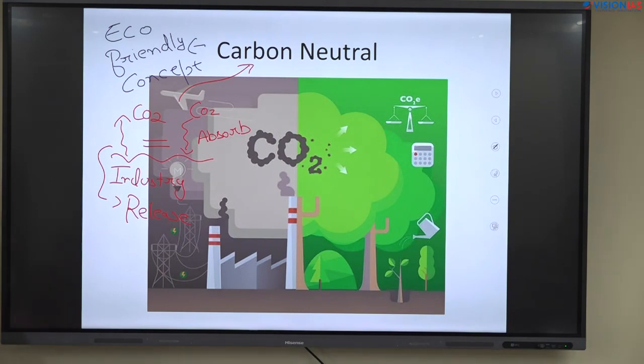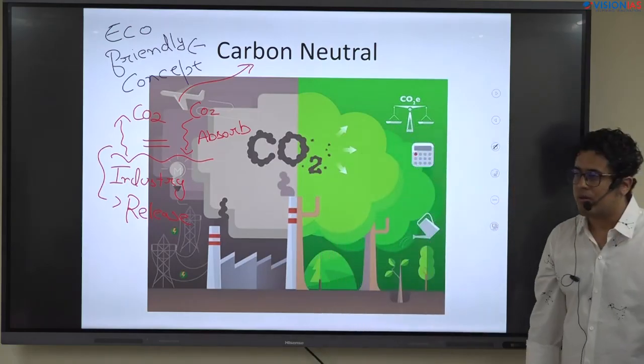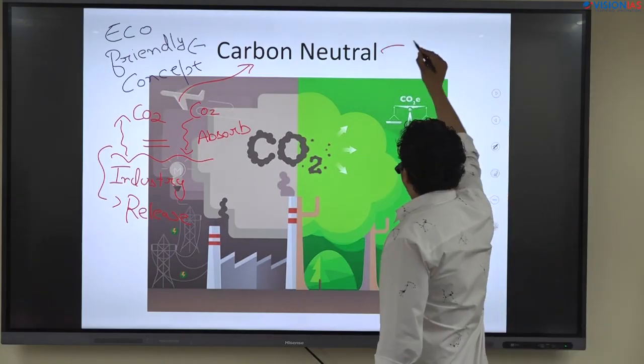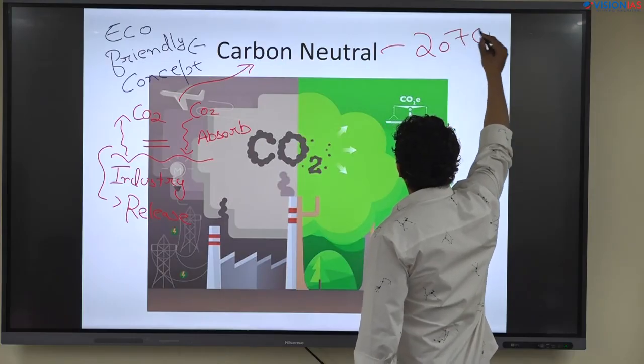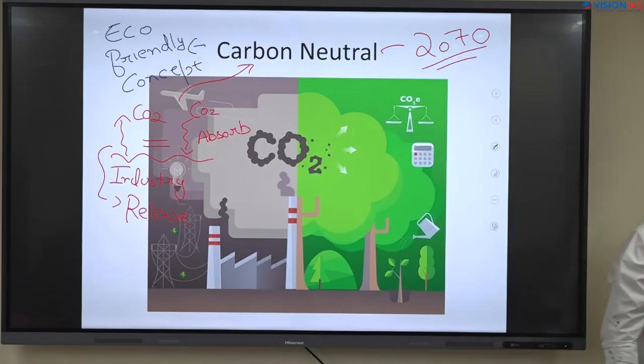So as the awareness among people, consumers, is increasing, companies are trying to become carbon neutral. It has become a concept right now that even countries are claiming that we will become carbon neutral. India says that we will be a carbon neutral country by 2070. This is India's target, that India will become a carbon neutral country by 2070. So that means amount of carbon dioxide India releases will be equal to the absorption. Okay.